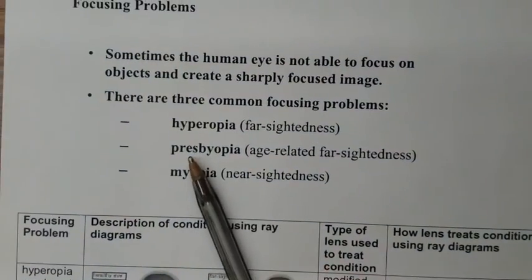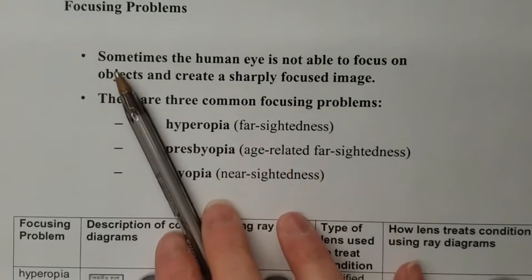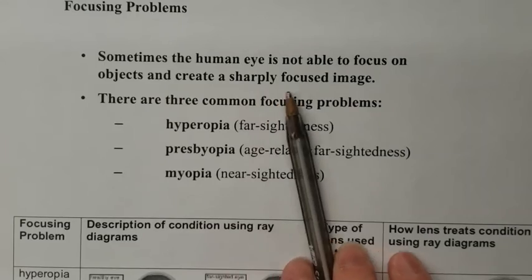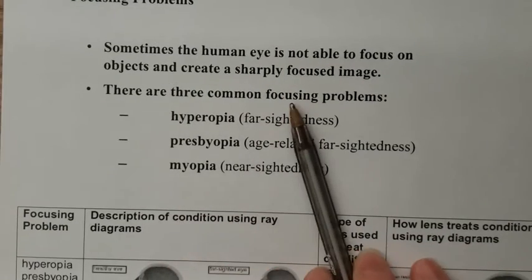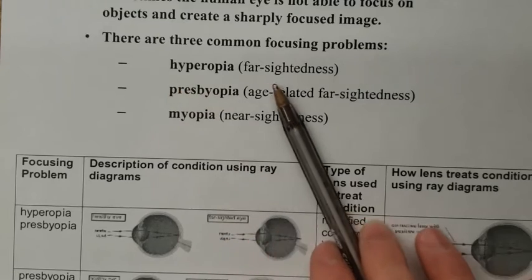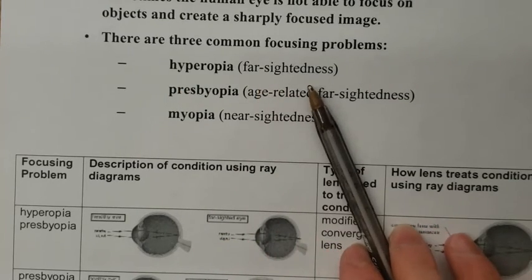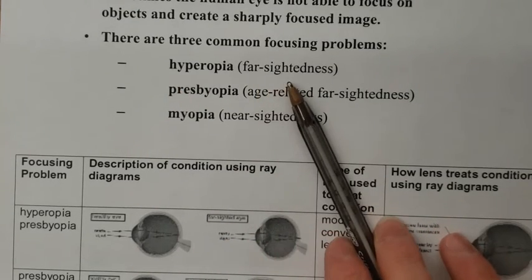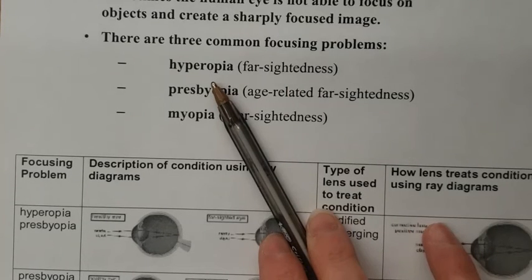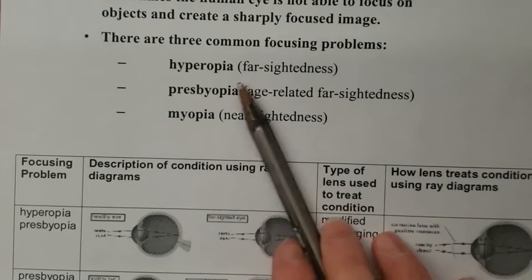So with eyes, sometimes we have some problems. Focusing problems. Sometimes the human eye is not able to focus on objects and create sharply focused images. There are three common focusing problems. The first one is called hyperopia, which is farsightedness. If you're farsighted, that means you can see things far away, and the problem is you can't see things up close.